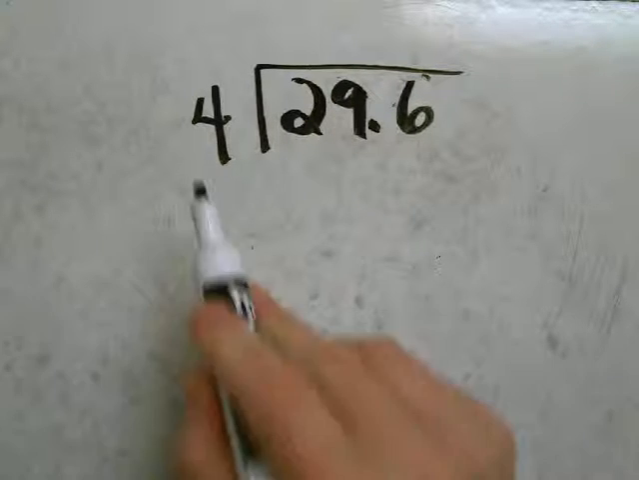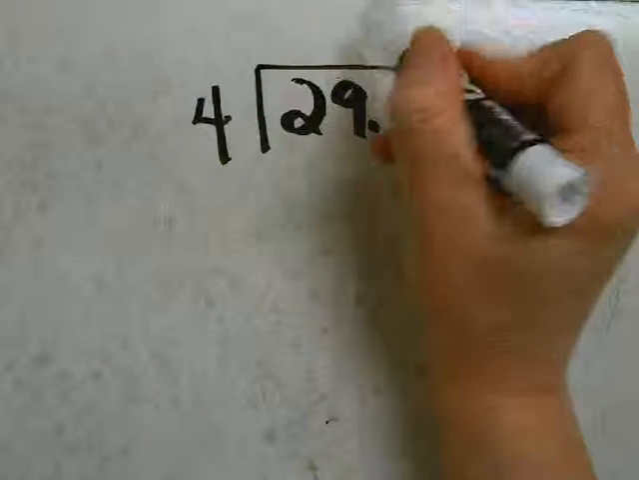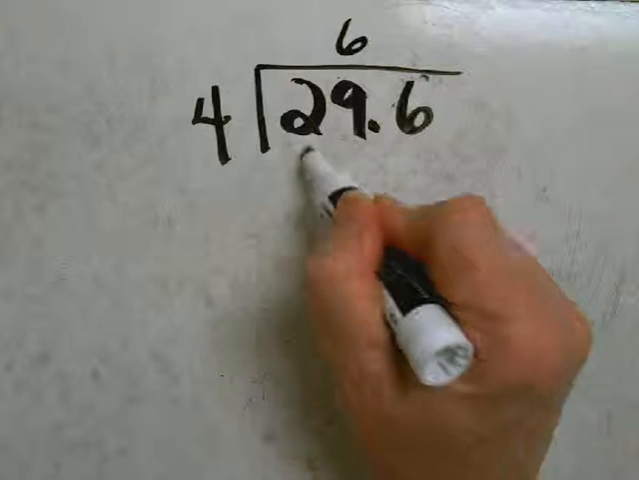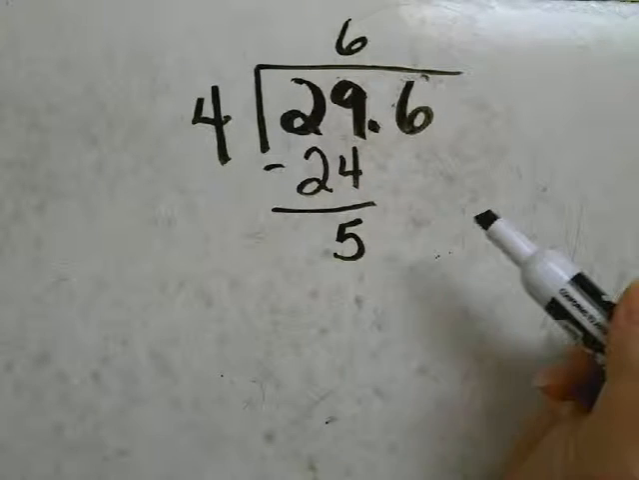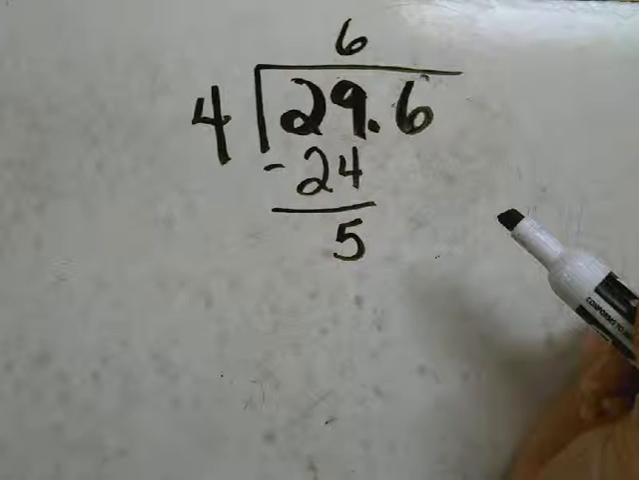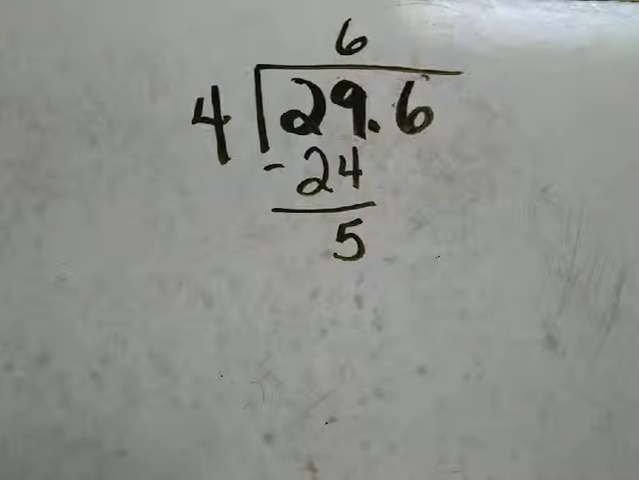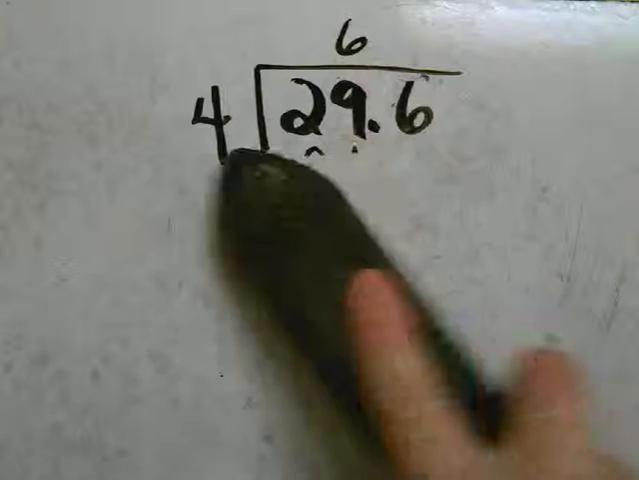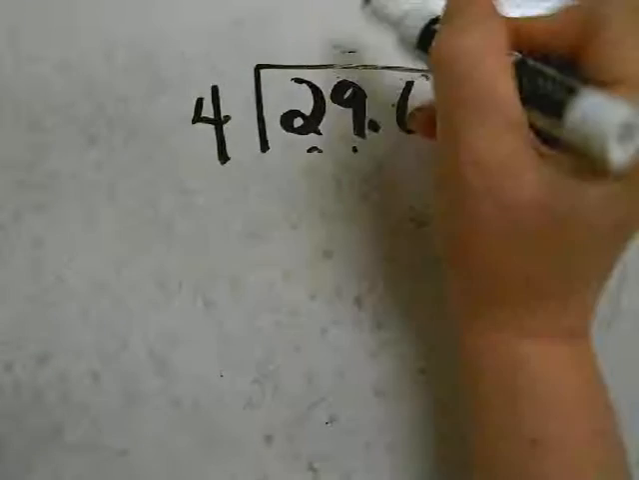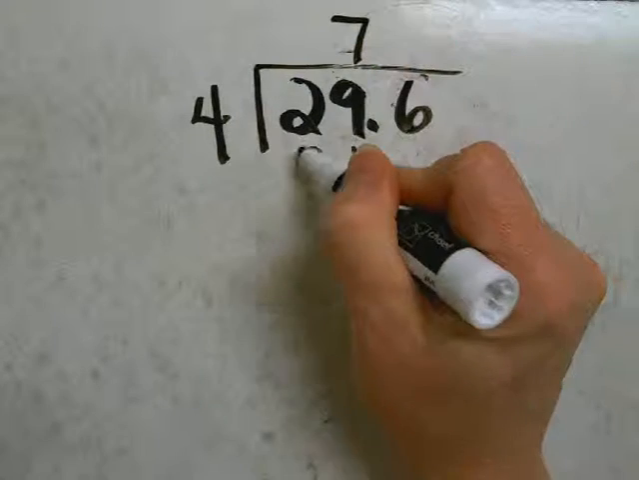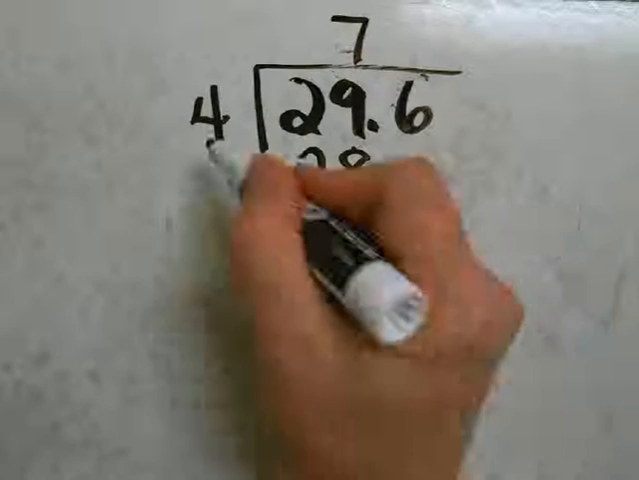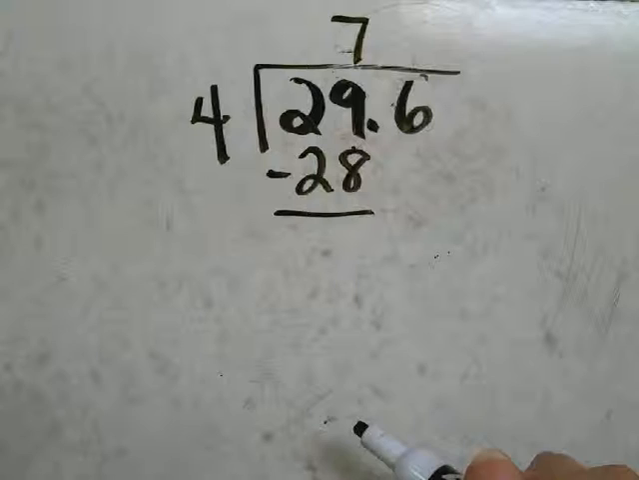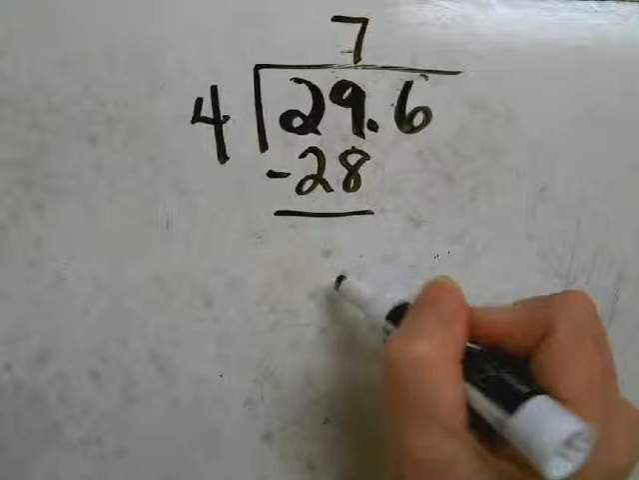4 goes into 29 6 times, which is 24, and then I can subtract to get 5. Well, that doesn't work now, does it? Okay, so it doesn't go in 6 times, it actually has to go in 7 times, because 7 times 4 is 28. And I knew that because my 5 was bigger than what I was dividing by. So when I subtract 28 from 29, I have a 1.